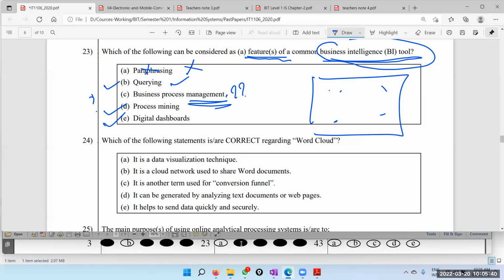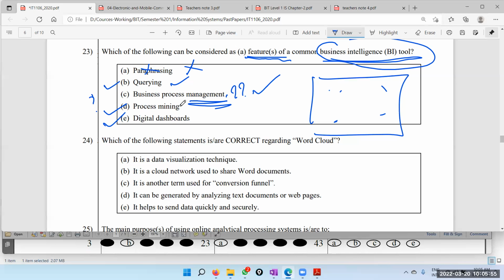Right. So the examiner has taken C also. So remember this doubtful one. That is this doubtful one the examiner has taken. Anyway, I told you it's 50-50, right?